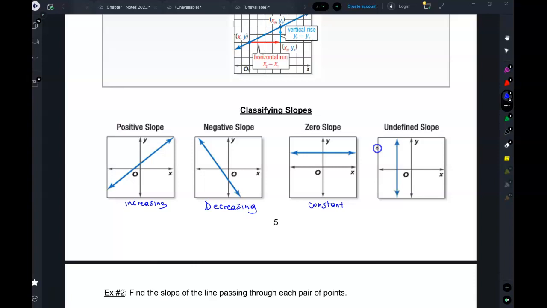A vertical line is when you have undefined slope. So basically, take a look here. Suppose this first line, the positive one, has a slope of 2. When you make it steeper, let's say it'll have a slope of 3, and 7, and 11, and 100, and 1,000, and 1,000,000. By the time the slope is an infinitely high number, the line becomes totally vertical. So it's an undefined slope.